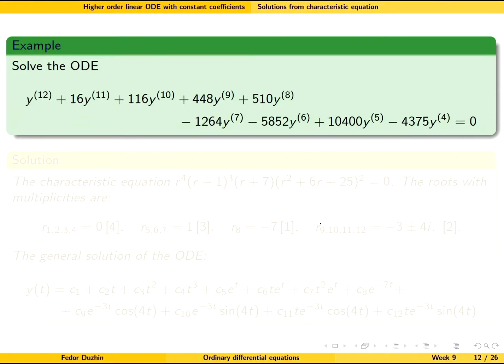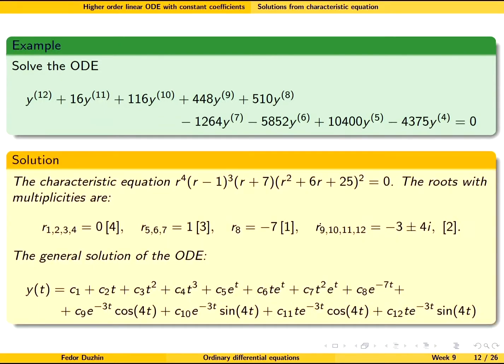Okay, but then at the same time we have multiple roots, and whenever we have a multiple root, then the corresponding solutions are going to be multiplied by 1, by t squared, by t cubed, and so on, up to the sufficient order to fill the multiplicity. So here is an example. When we write the characteristic equation, we see that the roots are 0 of multiplicity 4, 1 of multiplicity 3, negative 7 of multiplicity 1, and minus 3 plus minus 4i of multiplicity 2.